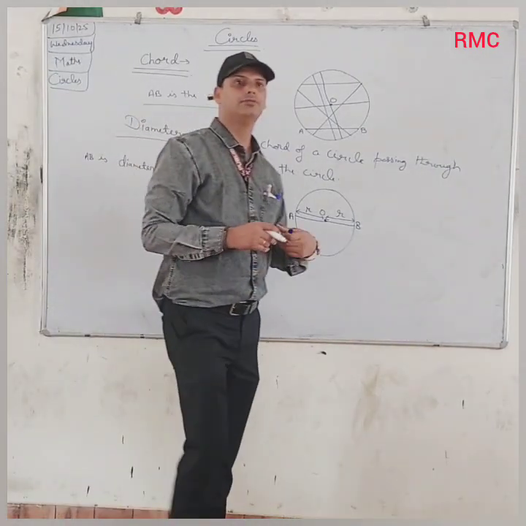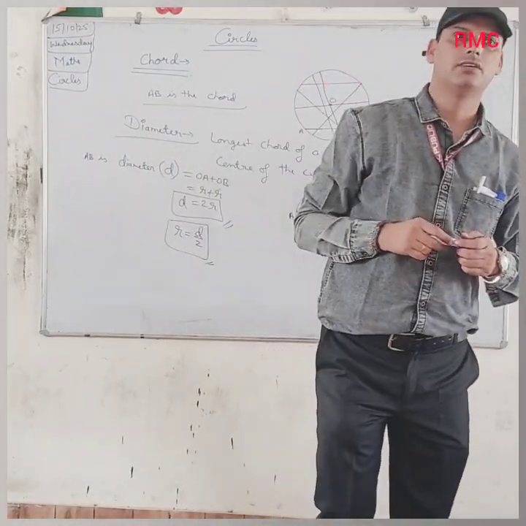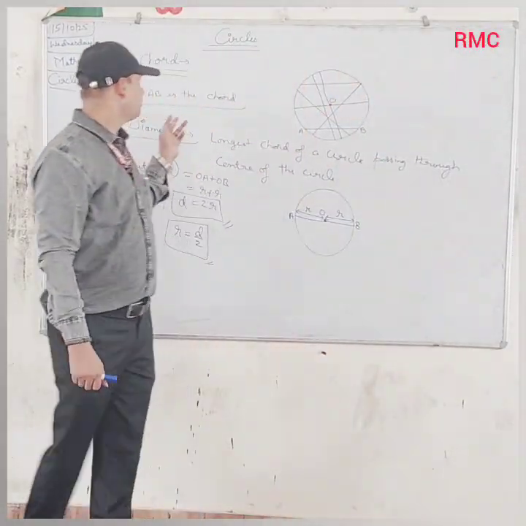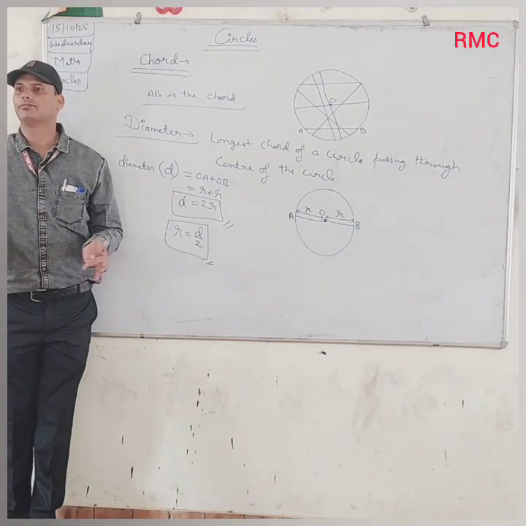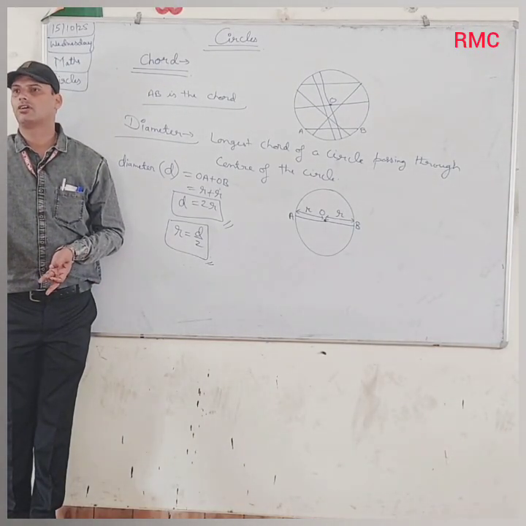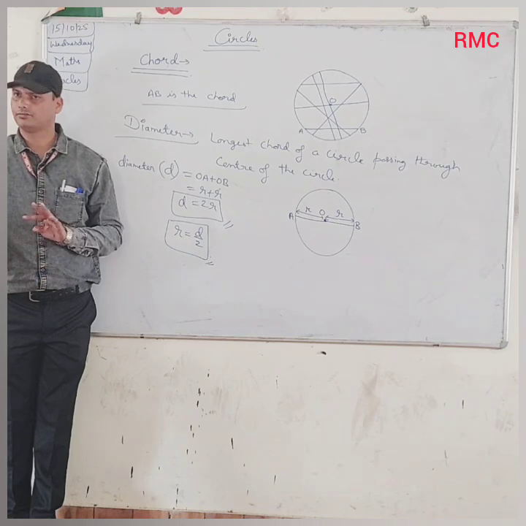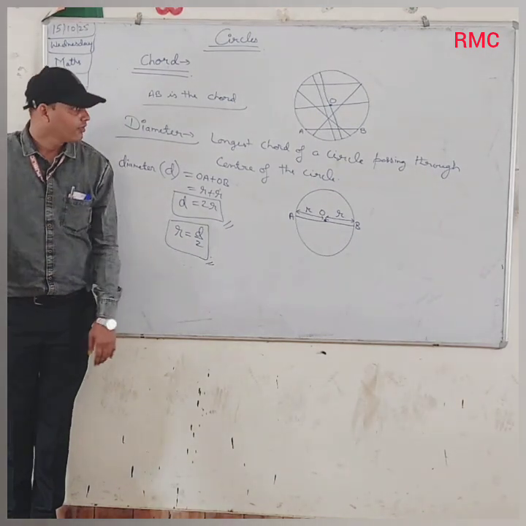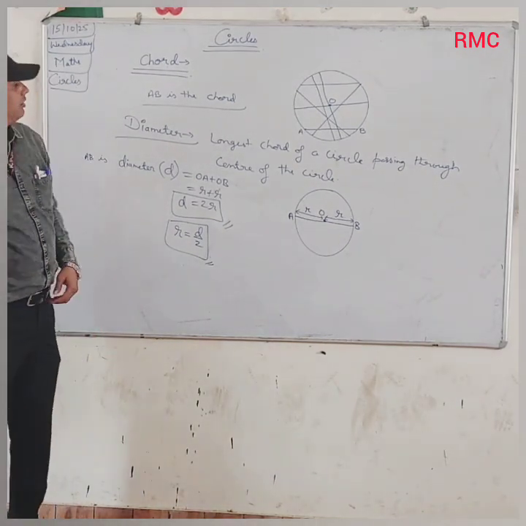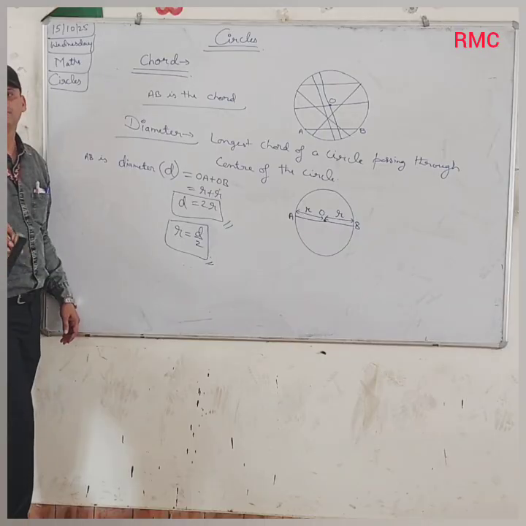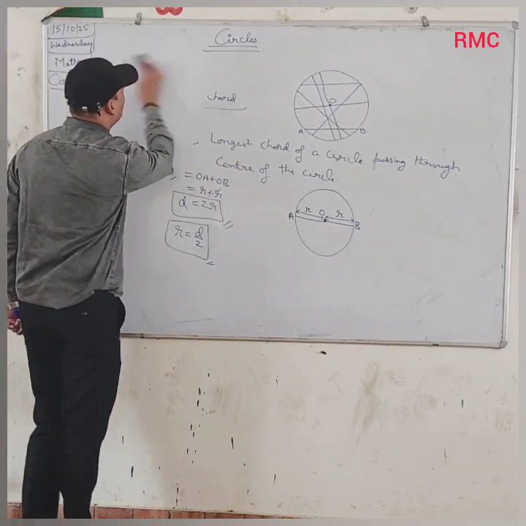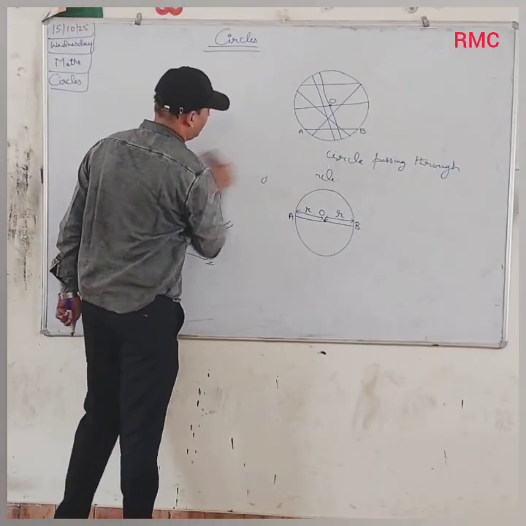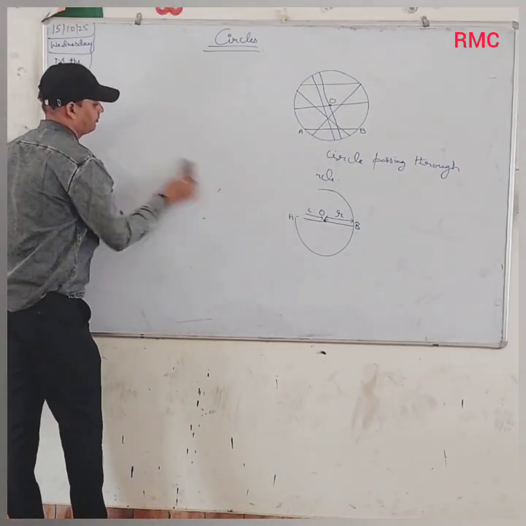Anyone have any doubt over here? Is that clear now? Very good. So we have done the definition of circle, center, radius, chord, diameter, circumference also. Now we are going to discuss the next topic.